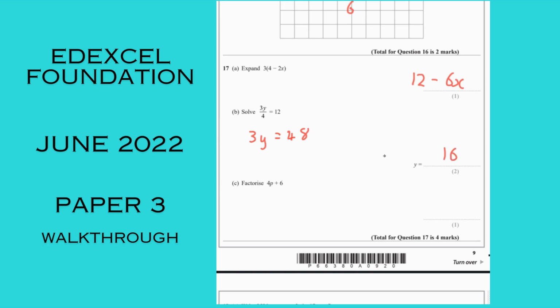Factorise, opposite of part A, put the brackets back in, and take out common factors. The only thing these two terms have in common, they're in the 2 times table. So 2 times what gives me 4p, 2 times what gives me 3. And there we go.